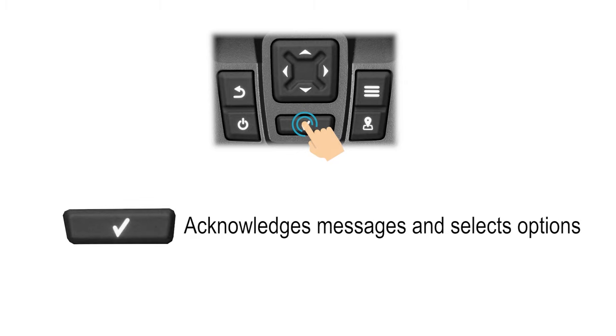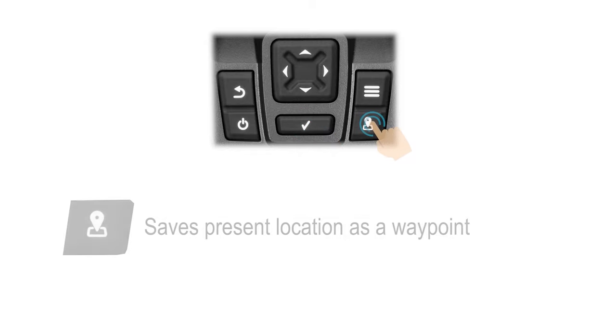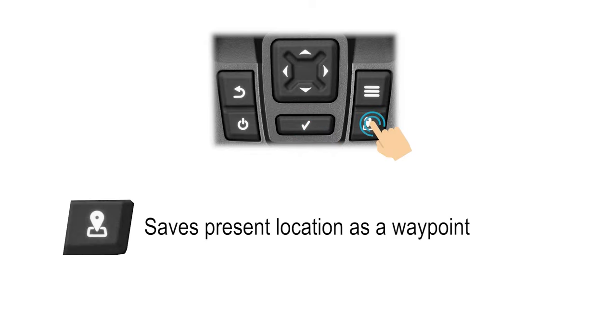The select button is designated by a check mark. You'll use this to acknowledge messages and select options. The waypoint button gives you a quick and easy way to save your current location as a waypoint.